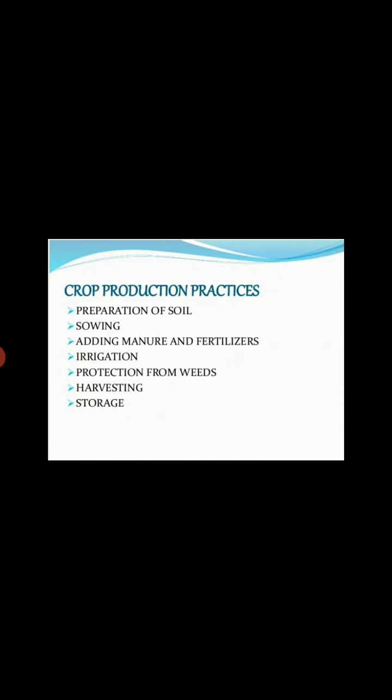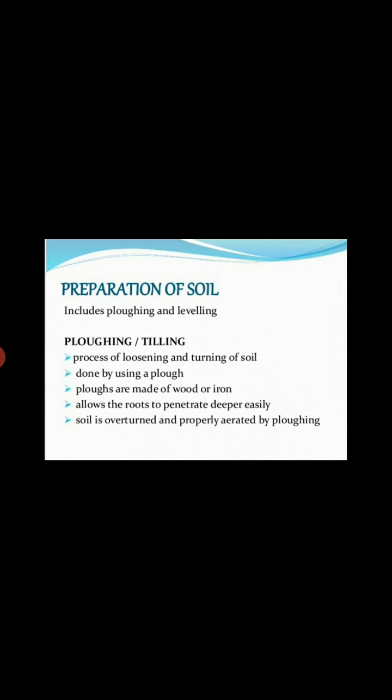Crop production practices are preparation of soil, sowing, adding manure and fertilizers, irrigation, protection from weeds, harvesting and storage. So the preparation of soil includes plowing and leveling.